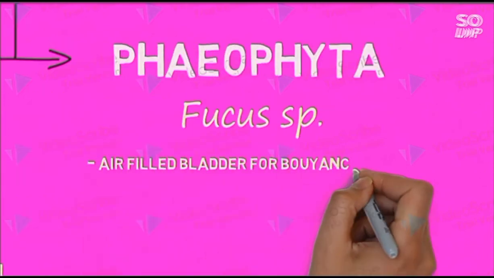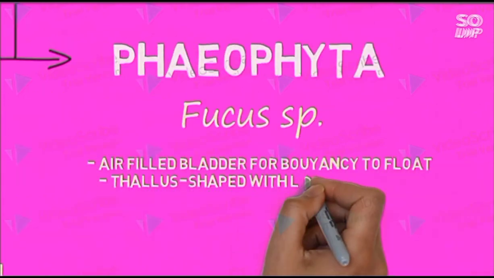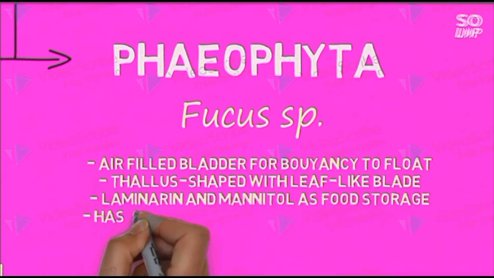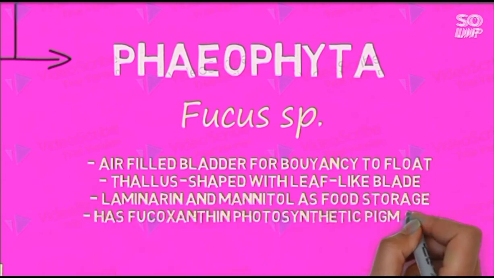Fucus has an air-filled bladder for buoyancy to float. Fucus is thallus in shape with a leaf-like blade. The food storage of Fucus is laminarin and mannitol, and Fucus has the photosynthetic pigment fucoxanthin.